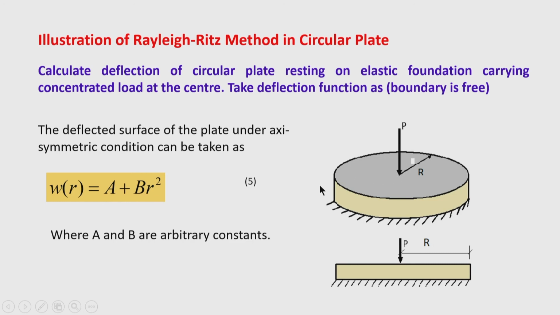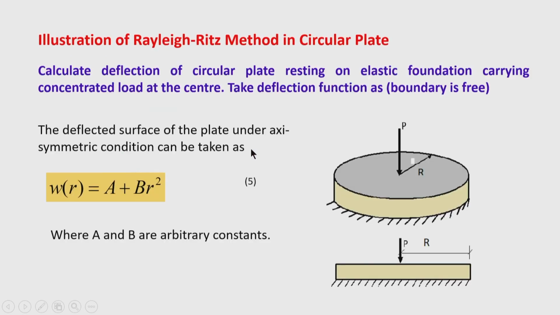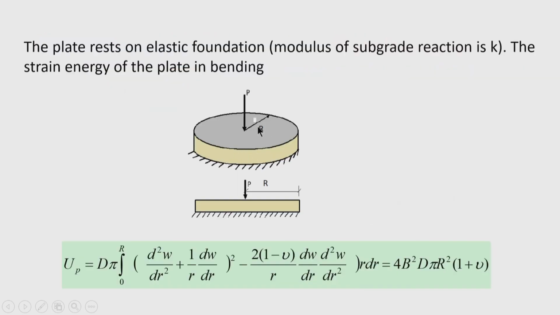Okay. So, out of the two choices of the strain energy, we cannot adopt this one. This is not possible because the plate is not supported along the edges. So, we have to go to the first one. So, the first expression will be used to compute the strain energy of the plate. Taking this first expression, the strain energy is calculated for the plate and it is found as 4 b square D pi r square into 1 plus mu.